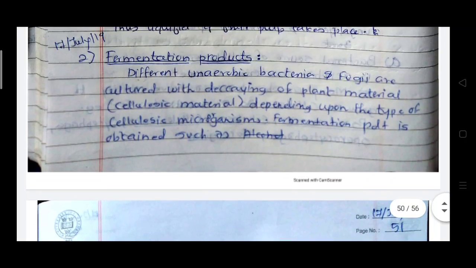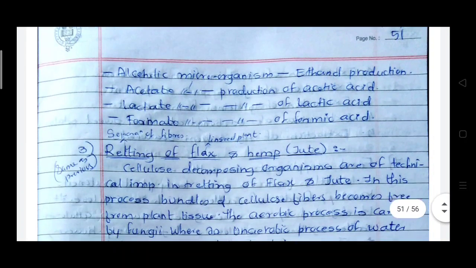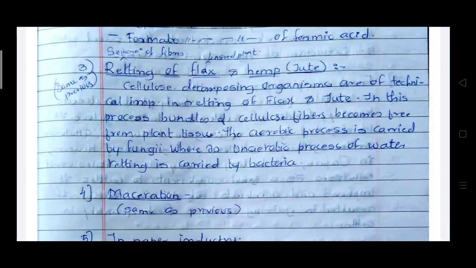So in that case, in fermentation products, according to the microorganisms, different products are formed. Anaerobic bacteria or fungi can decay the plant material and form the different products. Then the third application is in the retting of flax and hemp, that means the jute plants.